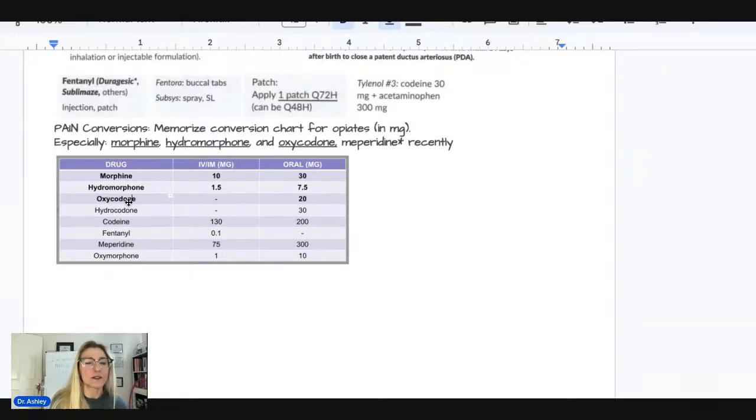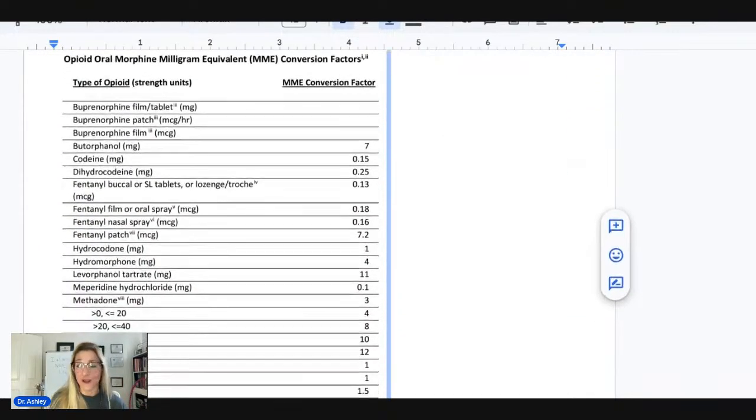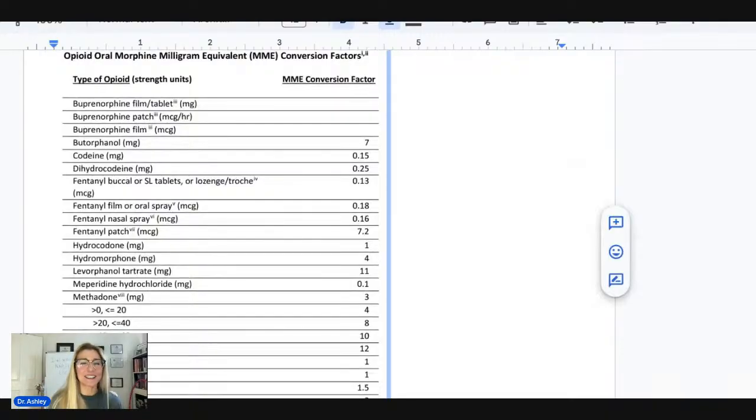So you notice that the first three are highlighted. So morphine, hydromorphone, and oxycodone. You should definitely know those. They're not too bad. IV to PO conversions. So that equivalency chart, know those three for sure. Now, what people don't know is this, the morphine milligram equivalents.